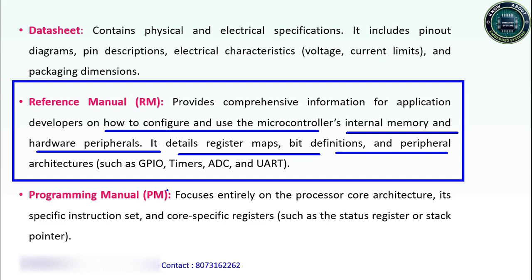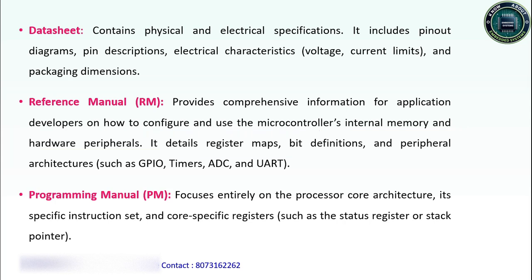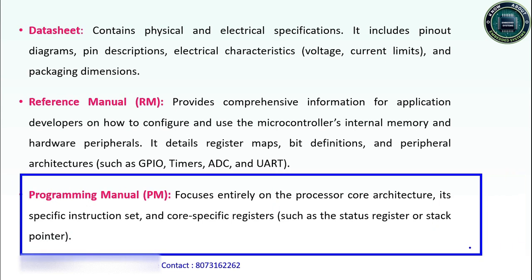In order to develop any microcontroller programming, you should have these 2 documents: one is a datasheet and one is a reference manual, which is also called the user manual. These 2 are very important, and then we will have the programming manual as well. The programming manual usually focuses only on the processor, its core architecture and its instruction set. It is focused only on your core processor architecture, core processor registers and core processor instructions.